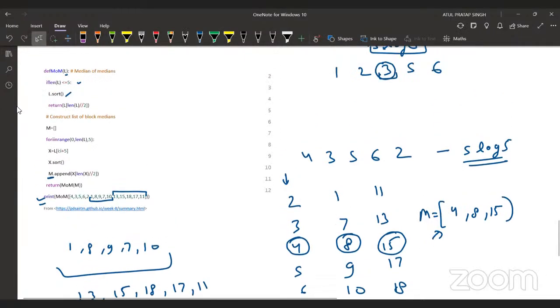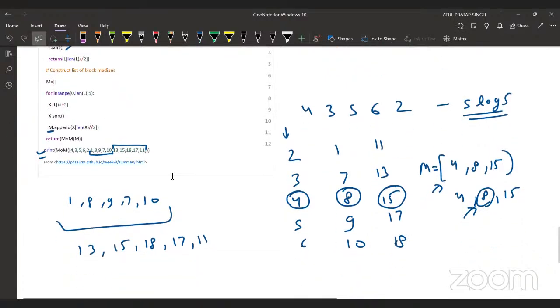Now the first base case condition will be satisfied. The number of elements in L is less than or equal to 5, so the number of elements here is 3. So we will perform the sorting operation on that, and we will return the middle element. After sorting, this will become 4, 8, and 15, and we will return the middle element 8. So it will become the median of medians. Finally, we select this 8 as the median element from this list.